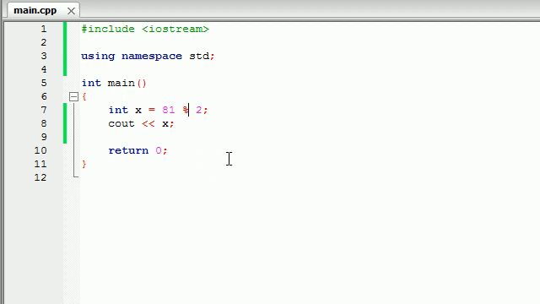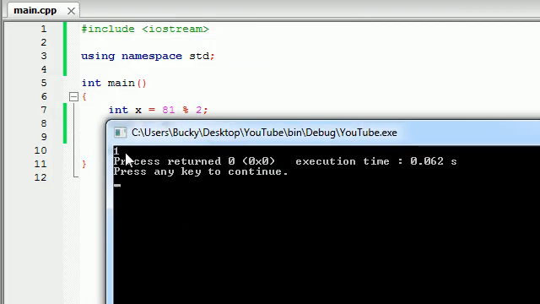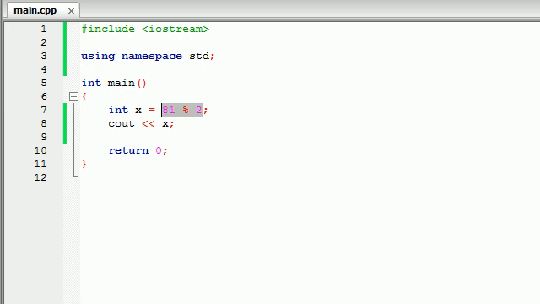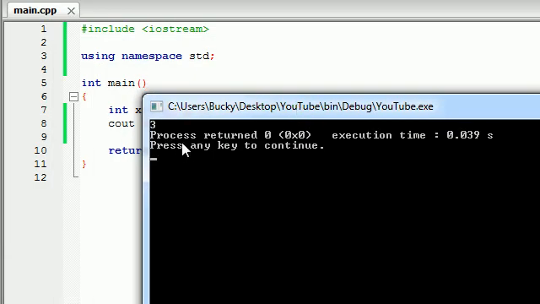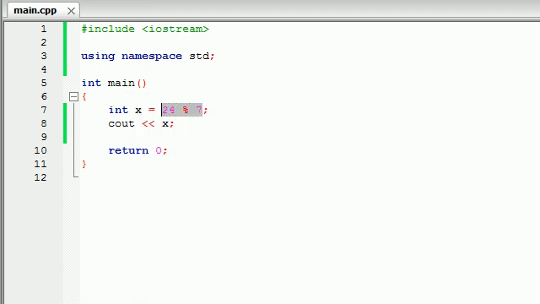So let's go ahead and build and run this, and you can see that whenever we do 81 modulus 2, it's going to give us the remainder, which is 1. So let me show you guys a better example, maybe 24 modulus 7. Well, we know that 24 divided by 7 is 3 with a remainder of 3. So let's build this, and again, it doesn't say 3 remainder 3. It just says the remainder, which is 3. Simple enough.